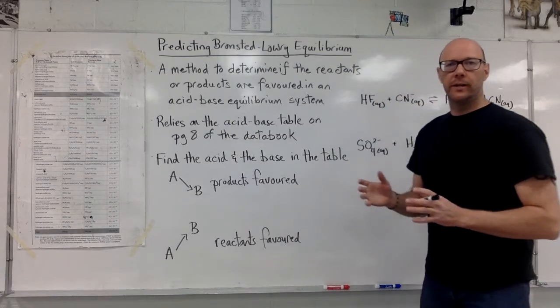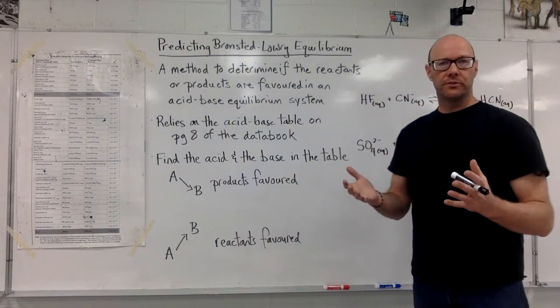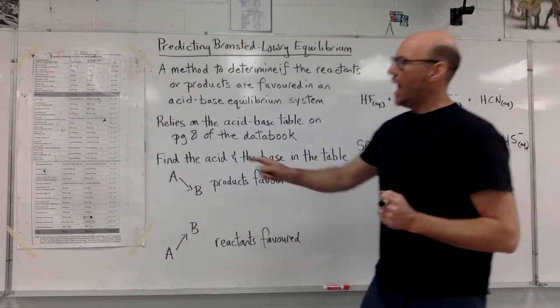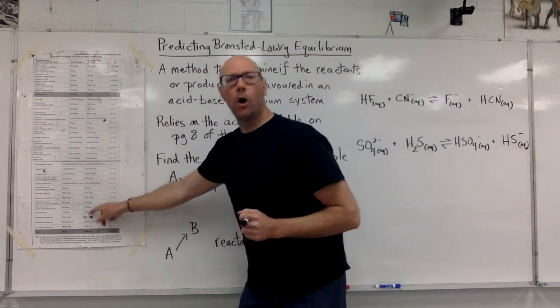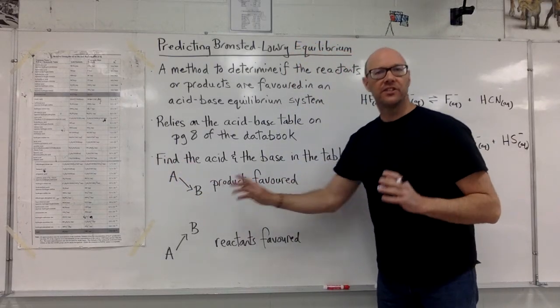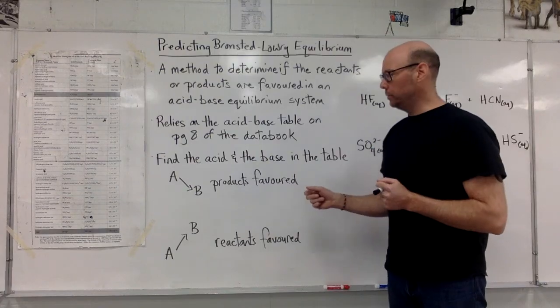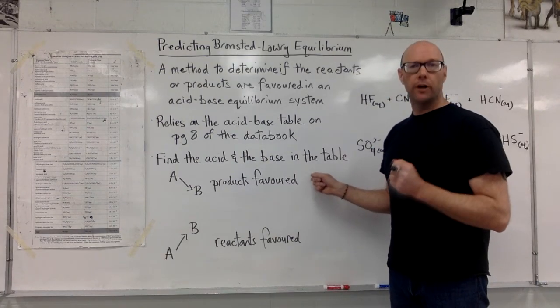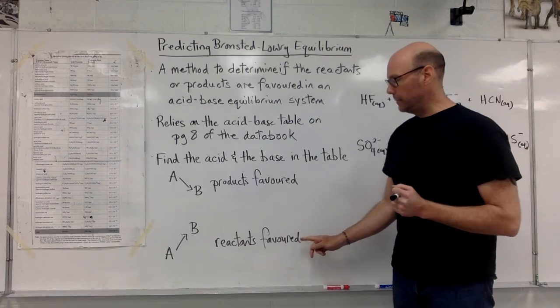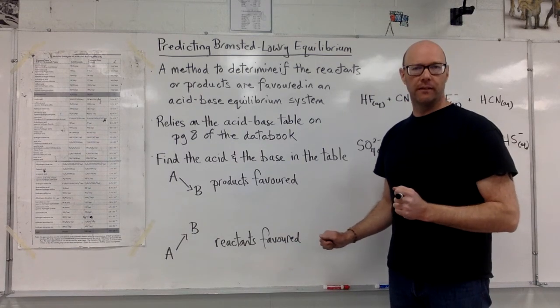What we're going to do is, given our equilibrium system, identify the acid, identify the base, and actually locate them on the table. Then, if the acid is higher than the base on the table, we're going to say that the products are favored. If the acid is lower than the base on the table, the reactants are favored.